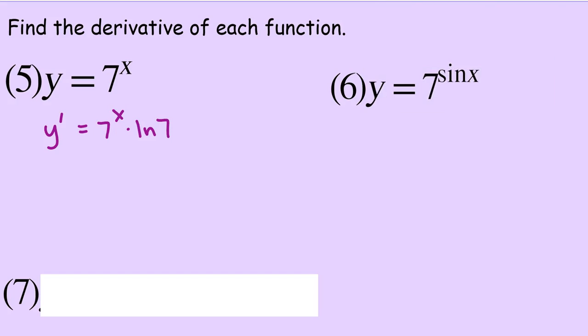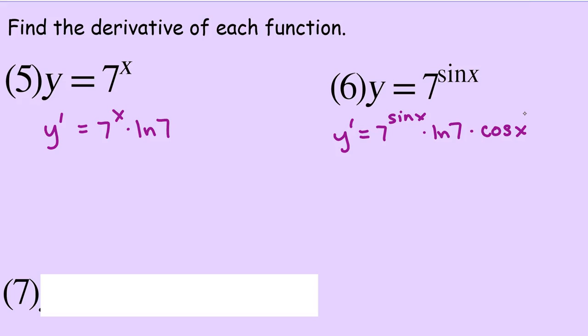Number 6. So now let's make it more interesting, and let's combine that rule with the other rules we've been doing. For example, let's combine it with the chain rule. So here we have a function inside a function. We have the sine of x function as the inside function, and it's inside the 7 to the power function. So let's take the derivative of the outside and multiply it by the derivative of the inside. So the derivative of the outside, 7 to the something, times the natural log of 7, now times the derivative of the inside, and the derivative of sine x is cosine x.